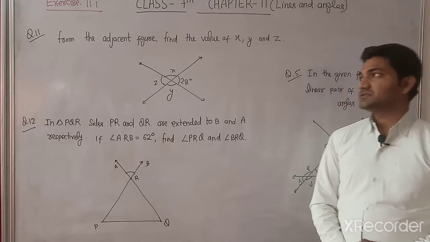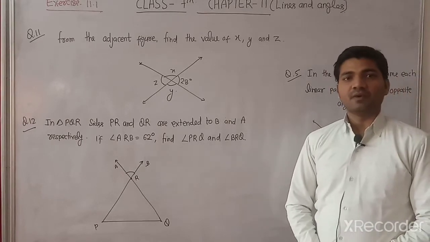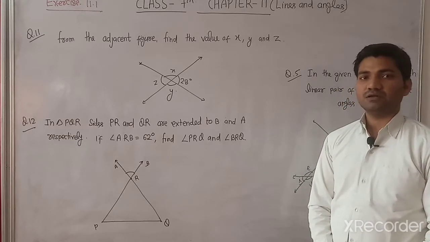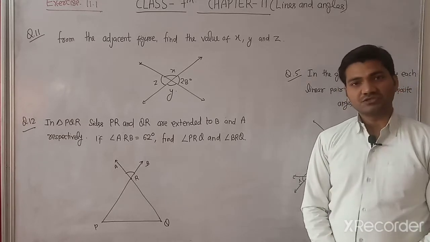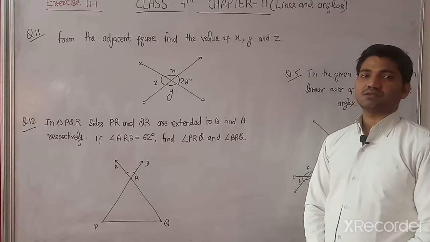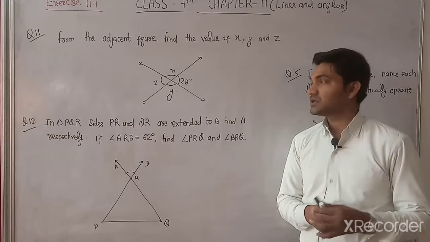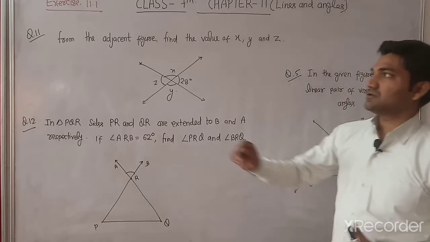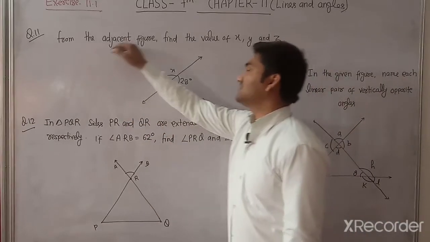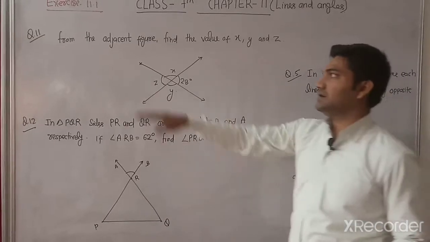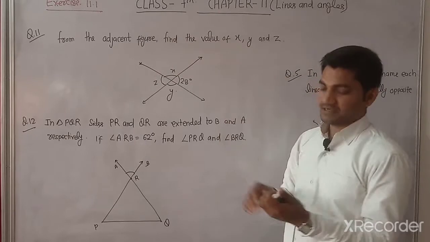In the previous classes I have already discussed some questions of exercise 11.1. Some questions remain in this exercise, and today we will complete them. First, question number 11. From the adjacent figure, find the value of x, y and z.